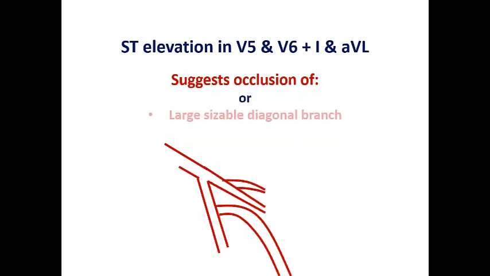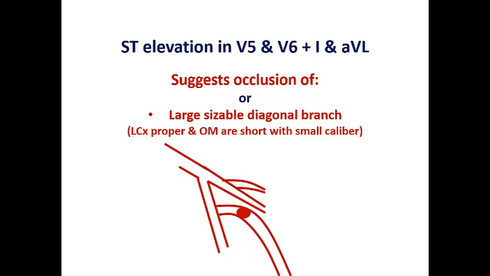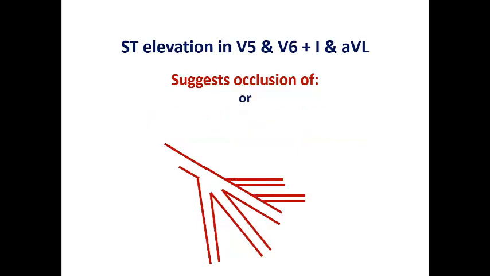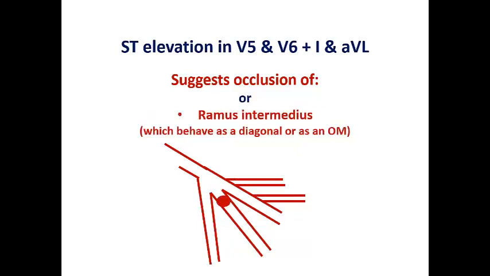Also another possibility is an occlusion of a large sizable diagonal branch, as maybe the LCX proper and its OM are short with small caliber. So all these are three possibilities. Also another possibility is that it is just a ramus intermedius, present in 15 to 30% of the population, which can behave as a diagonal or an OM branch. So it is the fourth possibility.